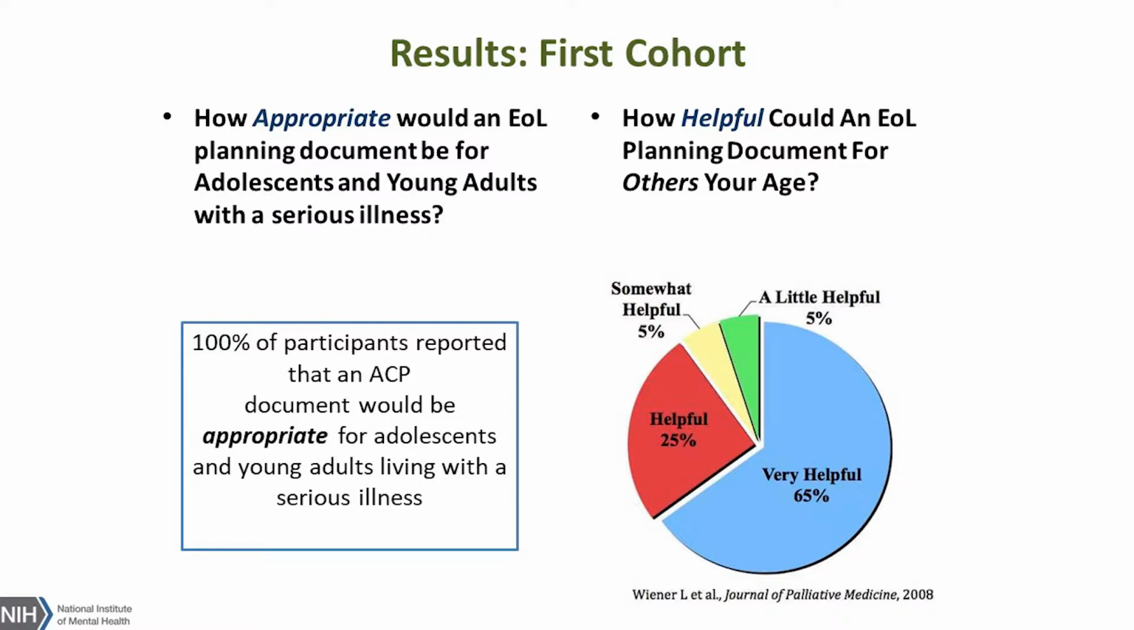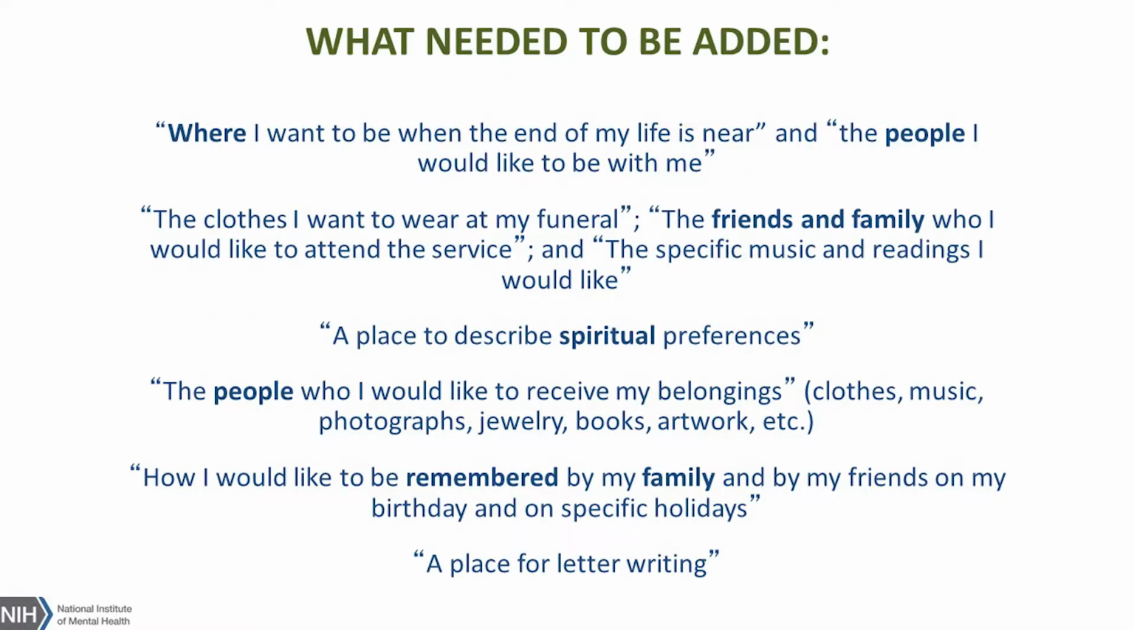So then we did a couple different iterations of this, and I'm condensing this because I don't want to keep you up all night. We had a second set of focus groups and asked similar questions, and we had a qualitative section where we asked them, what needs to be in this? And they said, well, you need to add where I want to be at the end of my life, when the end of my life is near, and the people I would like to have near me, the clothes I want to wear, the family and friends who would like to attend the service, the music I would like.